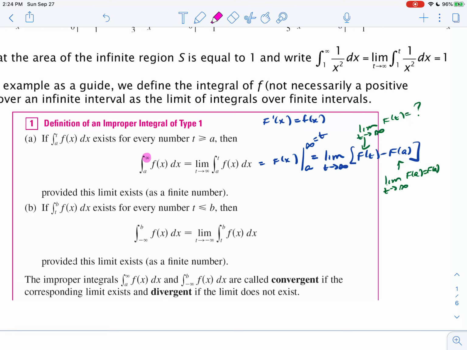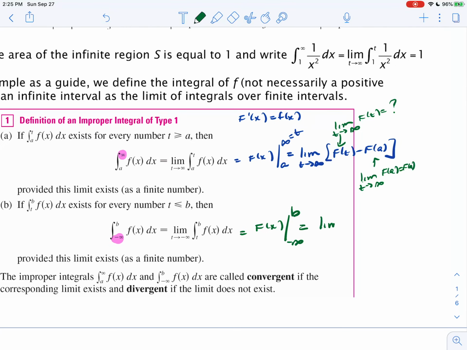Likewise, if we have negative infinity to b, we still have an infinite limit of integration. So in this definition, we would still calculate our antiderivative. We would go from minus infinity to b, and then in order to calculate that, we would take the limit as t goes to minus infinity, letting t equal that negative infinity. So in this case, we would be saying f of b minus f of t.